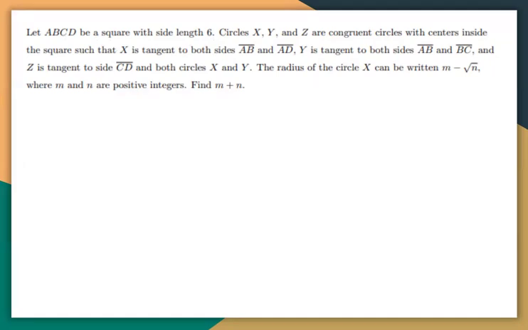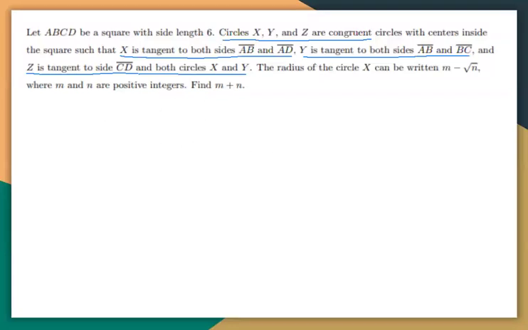The circles X, Y, Z are congruent, with centers inside the square, such that X is tangent to both sides AB and AD, and Y is tangent to AB and BC, and then Z is tangent to CD and both of the circles X and Y. Based on this, what we want is just the radius of the circle, which is the same as the other circles anyway.